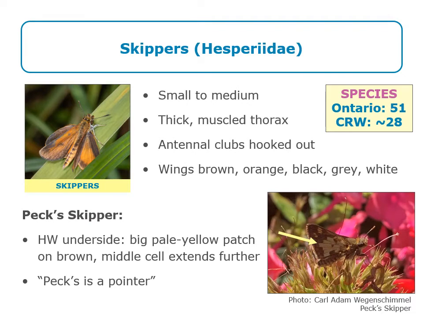Our next family, the skippers, the Hesperiidae, are mostly small to medium butterflies. They have this thick muscled thorax. They have antennae with the clubs hooked out. Their wings are often brown with orange, black, gray, or white markings on them. There are about 28 skipper butterfly species that you could find in the watershed.